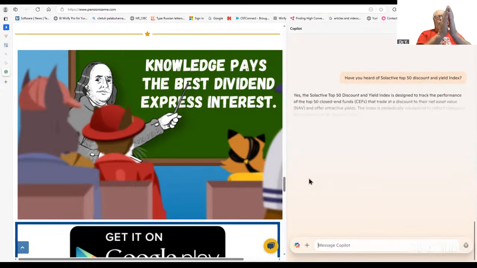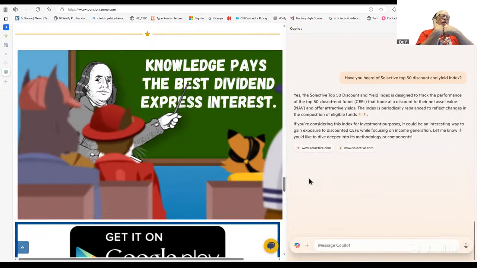So I have a suggestion. Well, I made a suggestion and I already implemented it. I'm asking Penny if she ever heard of Selective Top 50 Discount and Yield Index. And she says yes. It's designed to track the performance of 50 closed-end funds, CEFs, and so forth. And being unaware of who I am, our co-pilot is asking me if I'm considering this index for investment purposes, saying that it could be an interesting way to gain exposure to discounted CEFs.